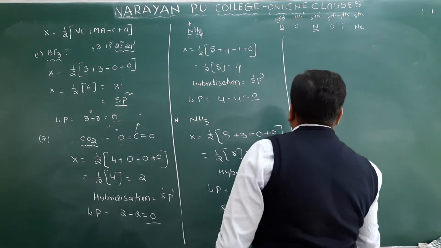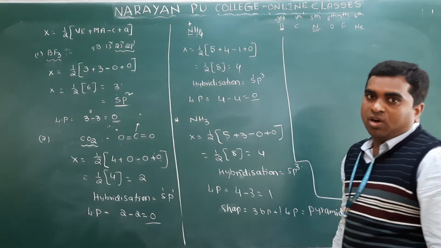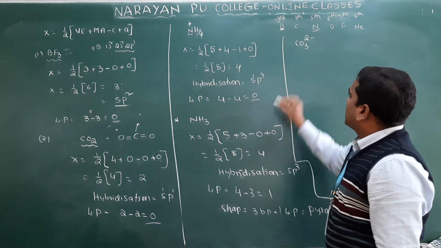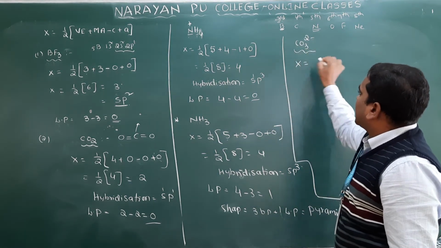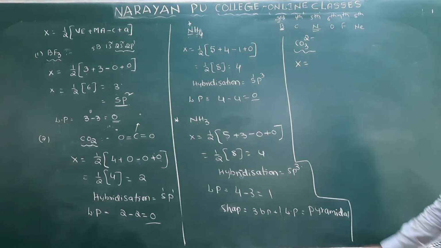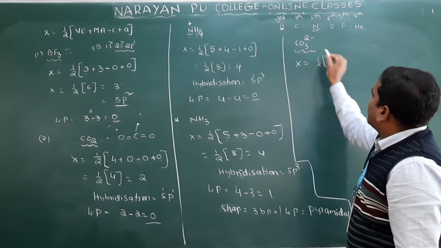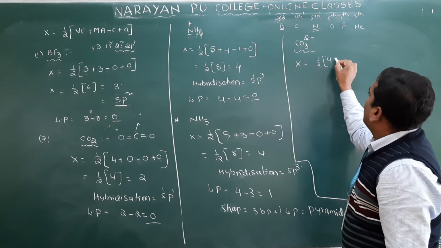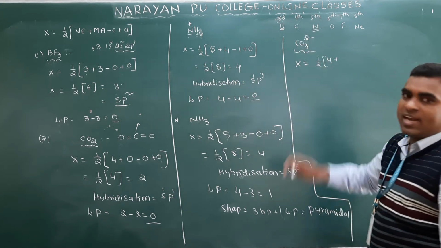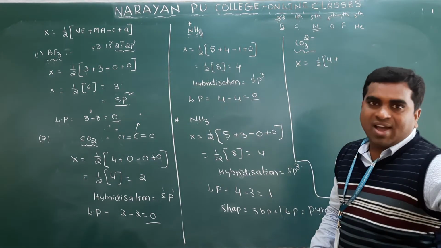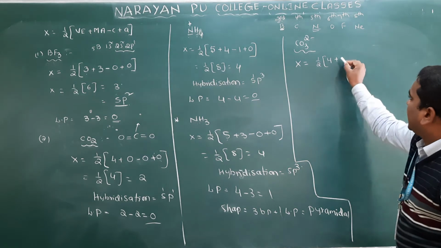I will take another compound with a negative charge. Clear? So I will write here CO3 2 minus. So what is the hybridization? You have to calculate. First of all, calculate the number of hybrid orbitals. Carbon is the central atom. So half into valence electrons, how many? 4, plus monovalent atoms. Oxygen, you know, is a divalent atom. So that's why we cannot count it, 0.